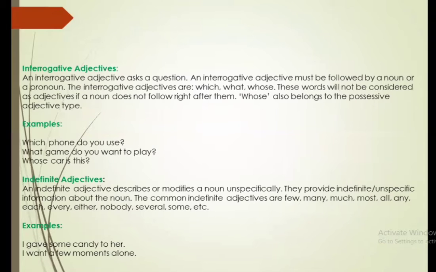Interrogative adjectives ask a question. The words that come under interrogative adjectives are which, what, and whose. These words are not considered adjectives if they are not used with nouns, that is, if they are not followed by a noun or a pronoun. Let's have a look at examples of interrogative adjectives.